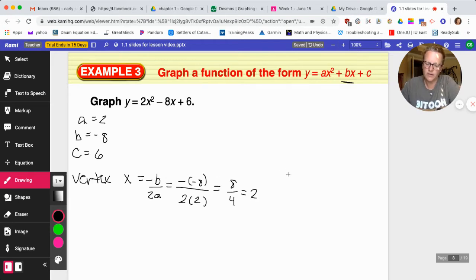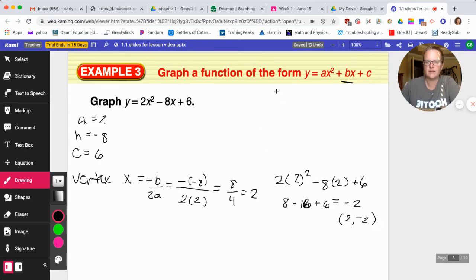And then find the y-coordinate of the vertex. Let's go ahead and plug that in to the equation. We have the x-coordinate, so it's 2 squared times 2, minus 8 times 2, plus 6. So 2 times 2 is 4, times 2 is 8, minus 8 times 2 is 16, plus 6. Let's see, I'm going to add 8 plus 6 first, and that gives me 14. 14 minus 16 is -2. So my vertex is the ordered pair 2, -2.